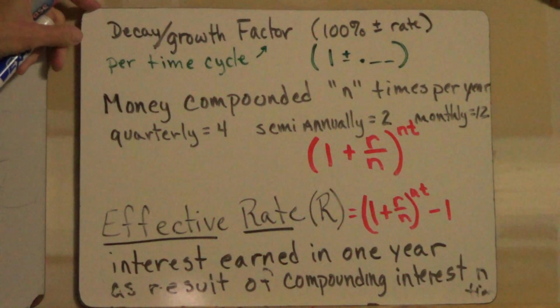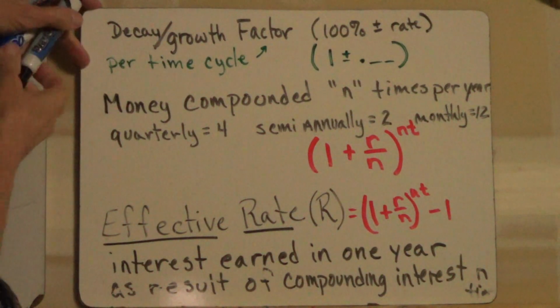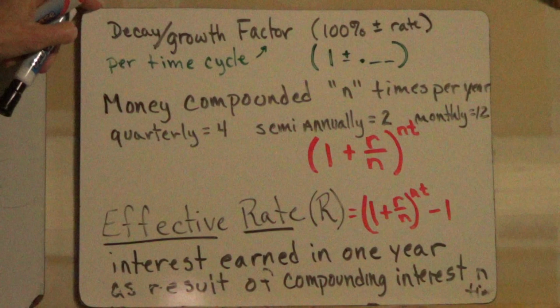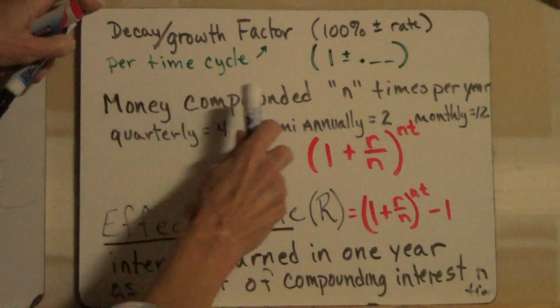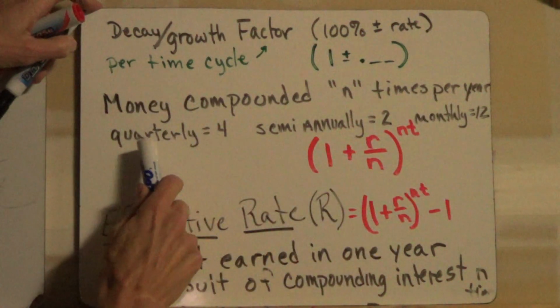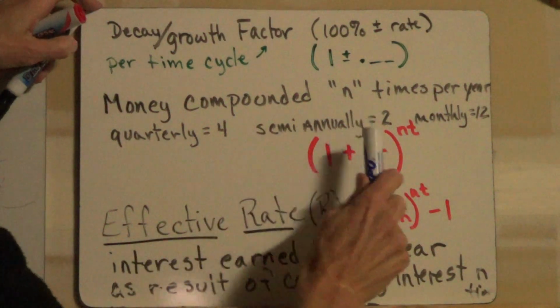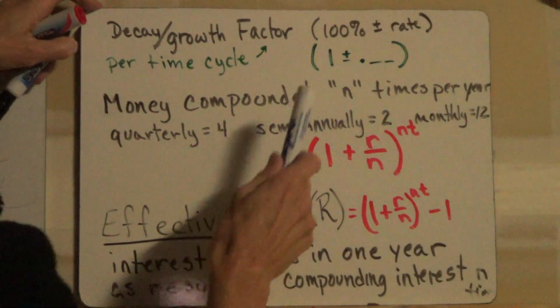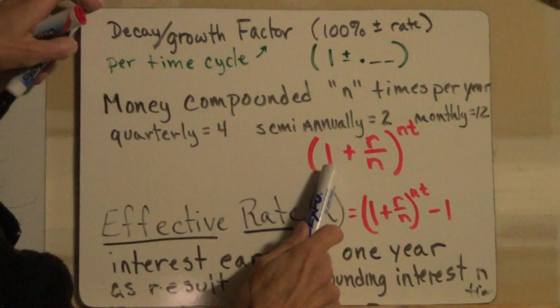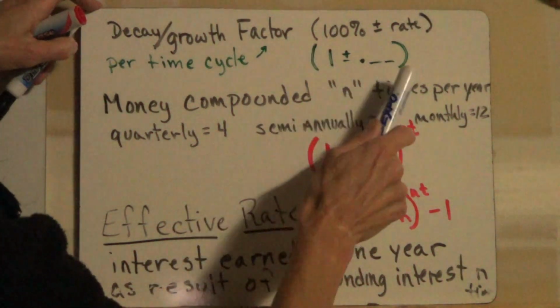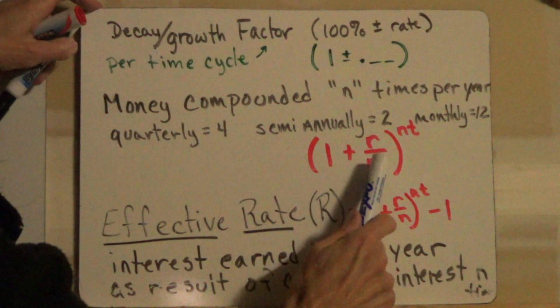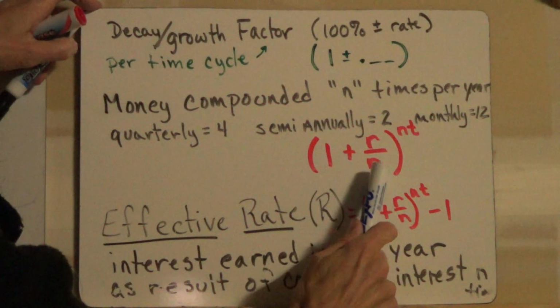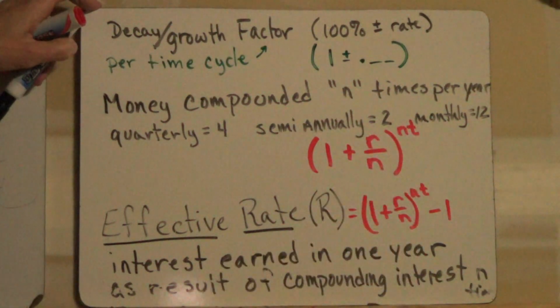Okay, so this is where we're going to use some of these exponential functions. If the money is compounded n times per year, let's say it's quarterly or semi-annually or monthly, then what would happen is we would take that 100% and we would take the rate and divide it by the number of times that it's compounded and then raise it to that same power.